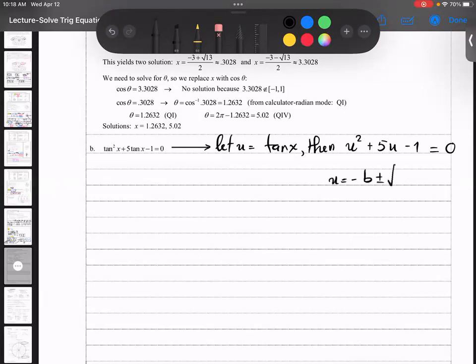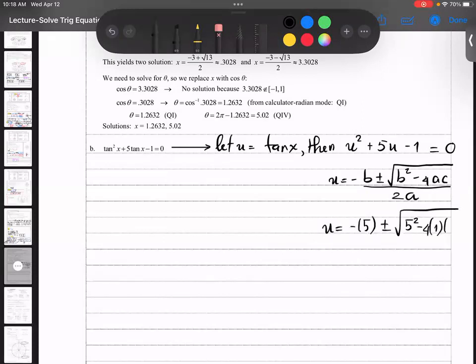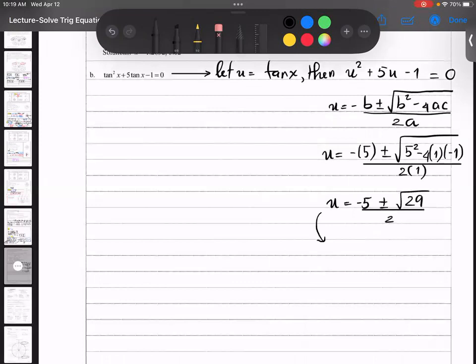Let me write it for you, just as a reminder. u equals negative b plus or minus the square root of b squared minus 4ac, over 2a. b is 5, plus or minus the square root of 5 squared minus 4 times a, which is 1, times c, which is negative 1, over 2 times 1. Right, 5 squared is 25, negative 4 times negative 1 is positive 4, and 25 plus 4 is 29. So plus or minus square root of 29 over 2. So this implies either u equals negative 5 plus root 29 over 2, or u equals negative 5 minus root 29 over 2, right?